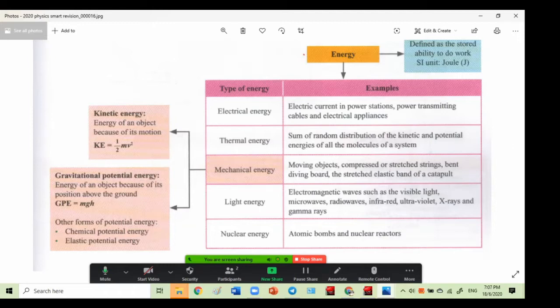Thermal energy we learned already. It is the sum of the kinetic energy and potential energy of all the molecules of a system, like the kinetic energy of the molecules in an iron rod. When you heat it, it gets thermal energy, not heat energy. Do you understand the difference? I did explain to you before. Thermal energy is how much kinetic energy of the molecules is in the object. Heat energy is in transit, meaning heat is moving from one object to another, like an aeroplane transiting from one place to another.